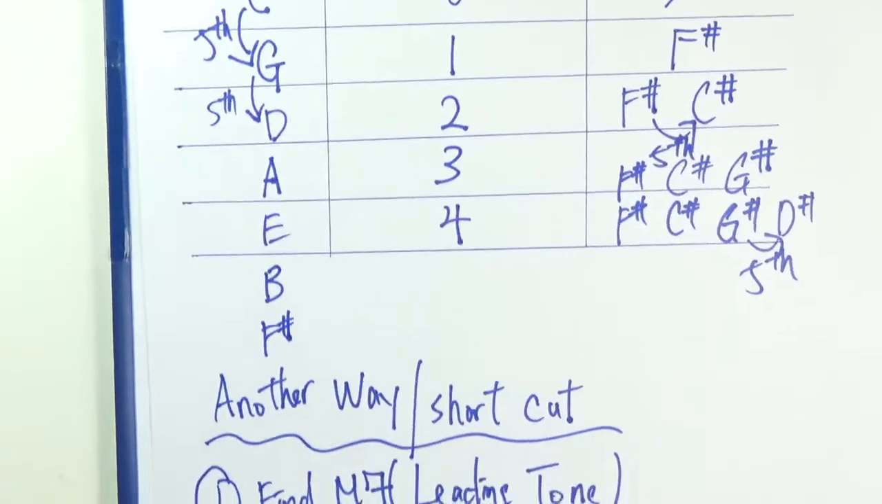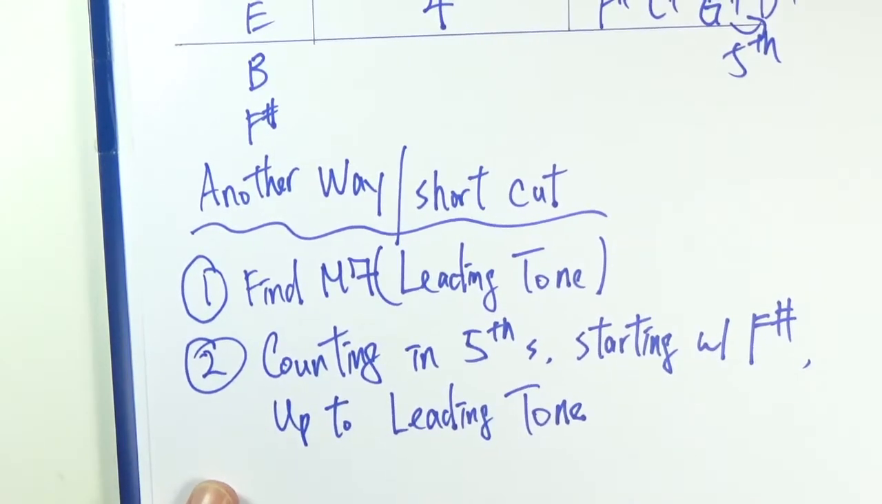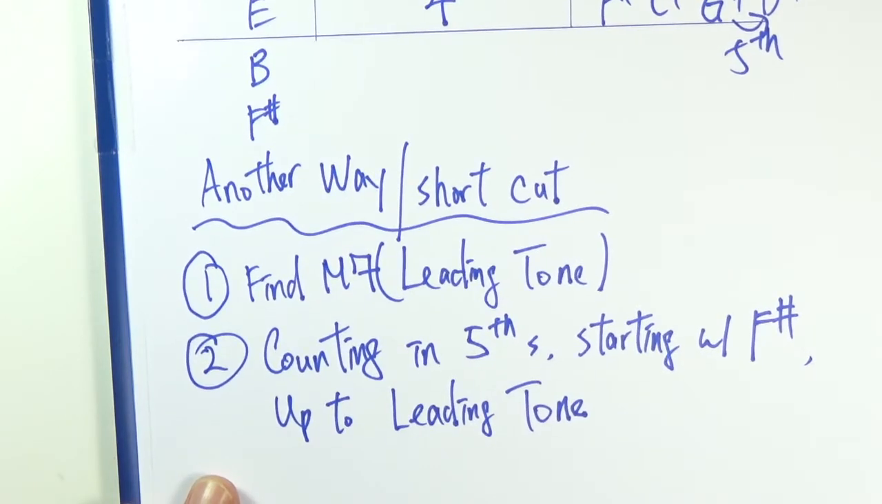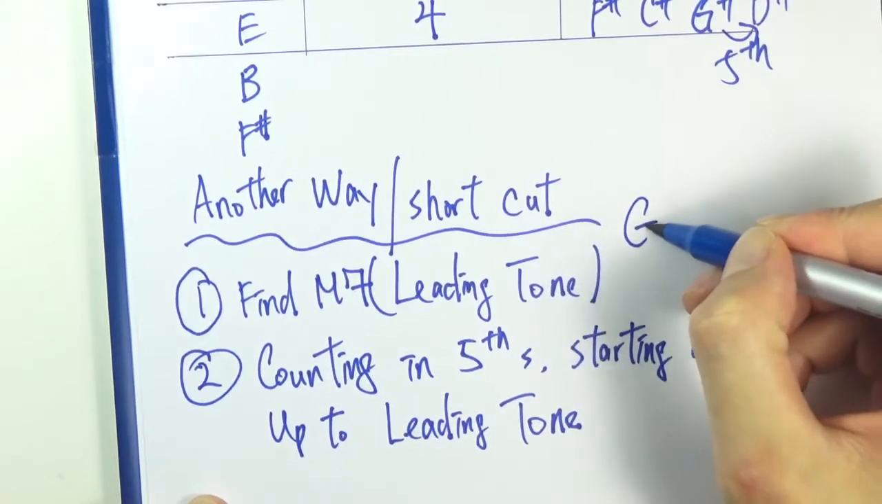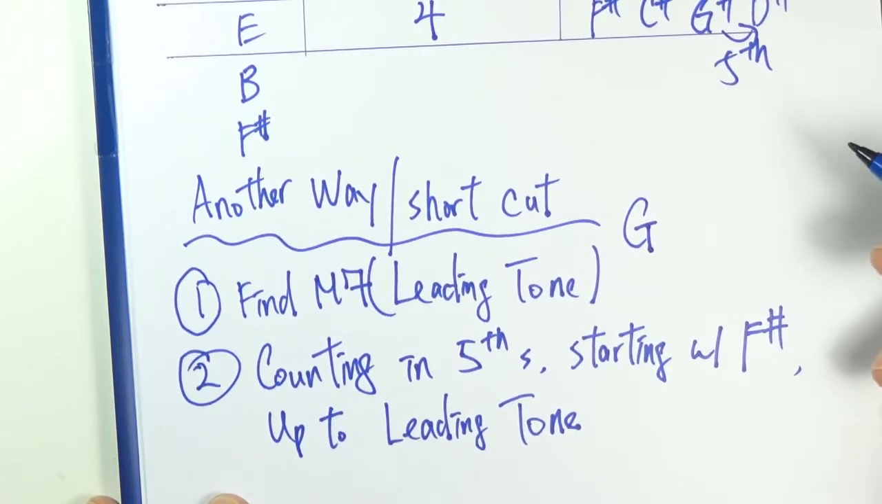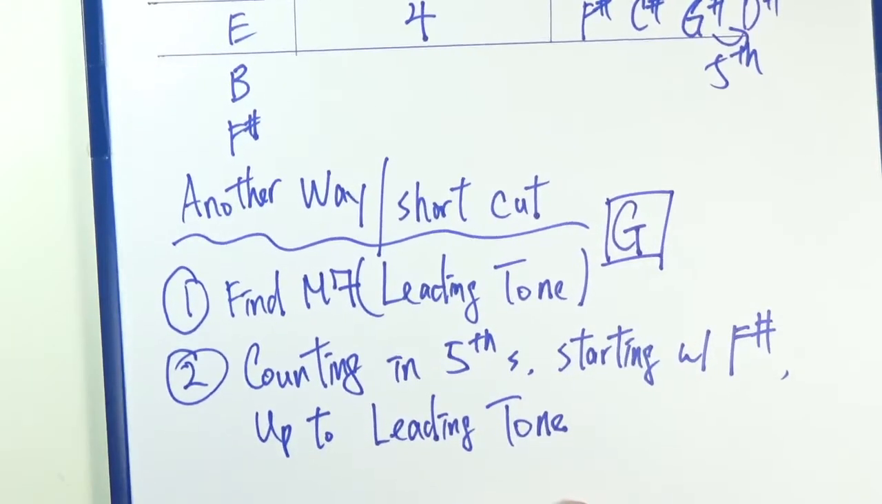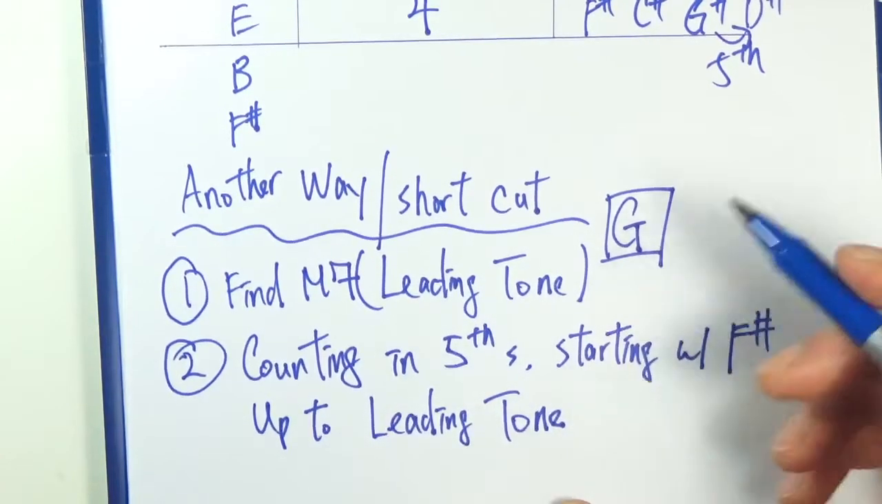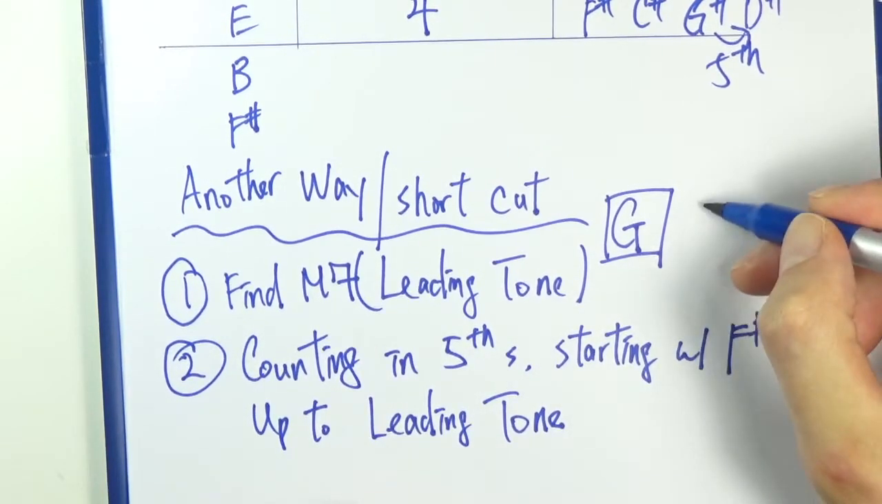All right. So let's quickly take a look at another way of looking at it, or a shortcut. For example, if you're trying to determine the sharps for a particular key, say G major, again we're talking about sharp keys, major keys exclusively for now. Another way you can do it is find the leading tone first, which is another way to name the major 7th degree in a major scale. So that would be an F sharp.